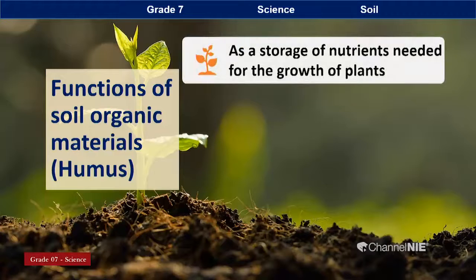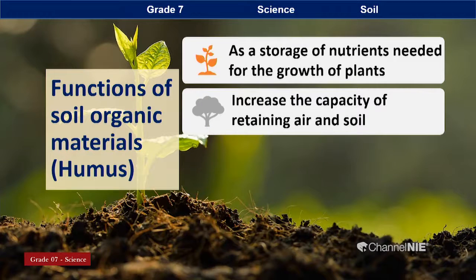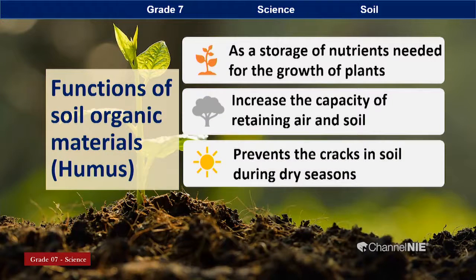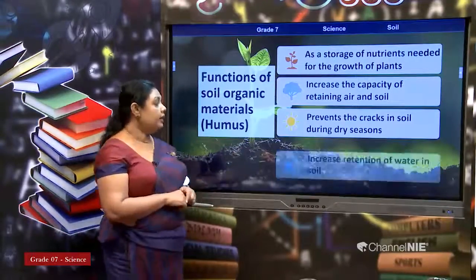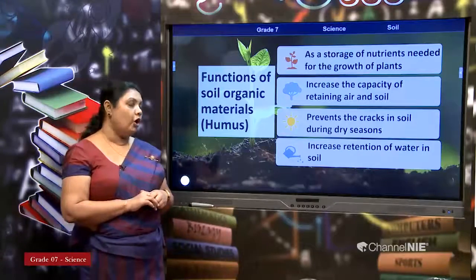Functions of humus, you know, storage of nutrients. Dead material, plants and animals give nutrients to the plants. So, that is the main function. Next, it increases the capacity of retaining air in soil. Air is very necessary for the soil, so it increases that ability. Then, it prevents cracks in soil during the dry season. If there is no humus, what will happen? Cracks will occur there and it will become very, very dry. Then, it also increases the retention of water in soil.